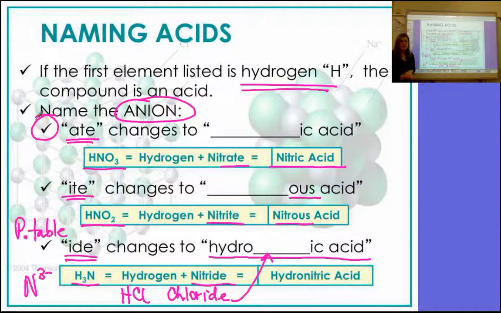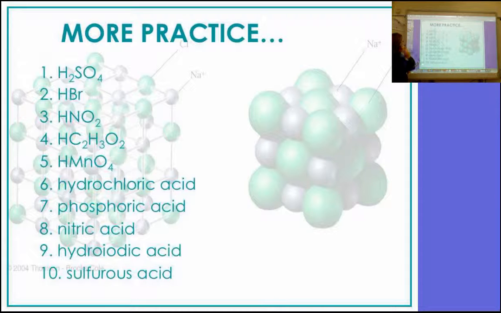So remember these 3 things. Ate changes to -ic. Ite changes to -ous. And -ide changes to hydro-ic acid. That's how the acid names are going to be different. I'll do 1 and 5 and 10 with you on this list.